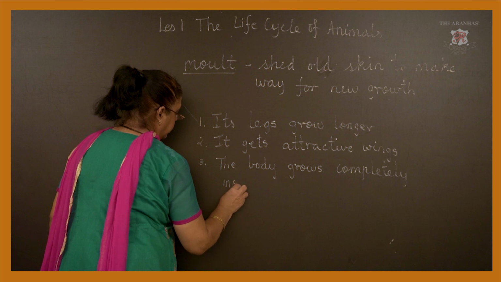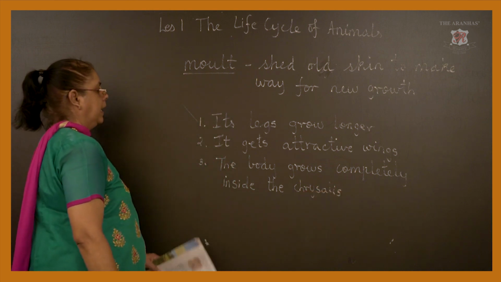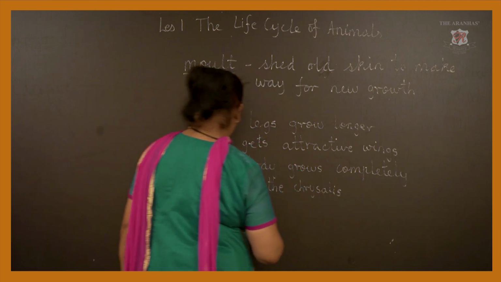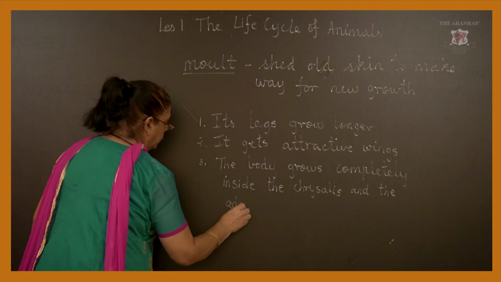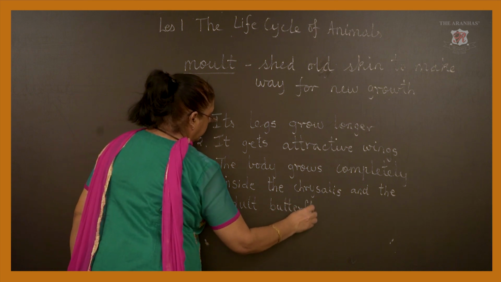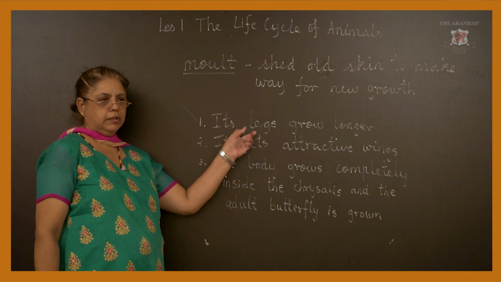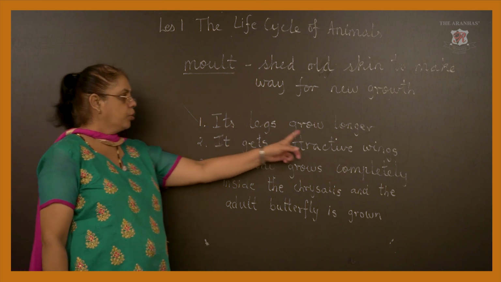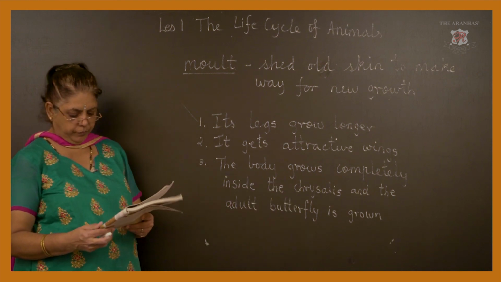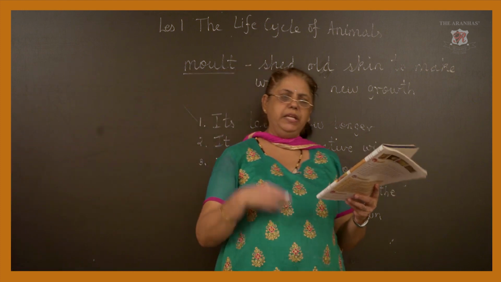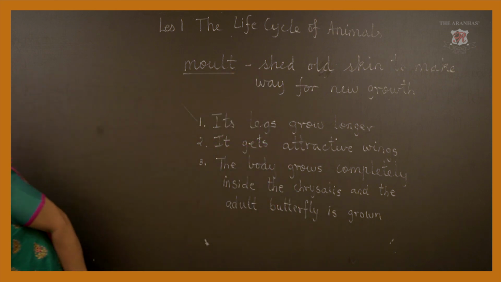Inside the chrysalis, the body grows completely and it forms an adult butterfly. So let us revise this. What happens inside the chrysalis? Inside the chrysalis, its legs grow longer, it gets attractive wings, the body grows completely inside the chrysalis and the adult butterfly is grown. Now, there is a great variety of caterpillars. Their body is long and many types of caterpillars are hairy, they have hair on their body.